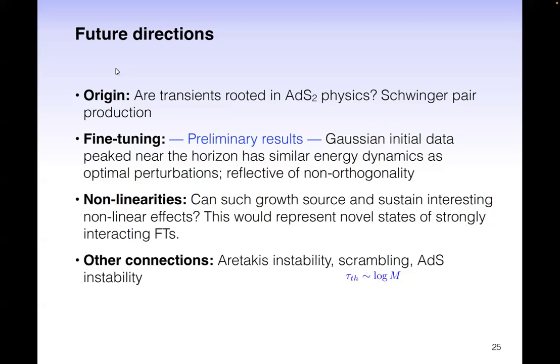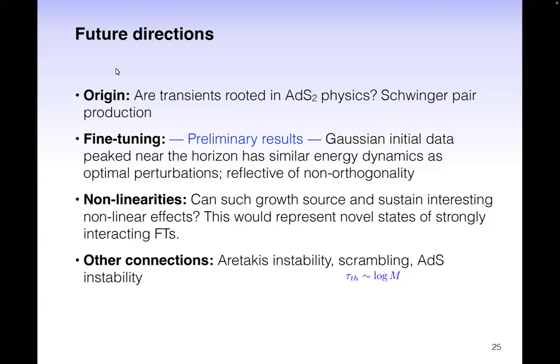That's one direction. The other one has to do a little bit with the fine-tuning, and we have some preliminary results in which we did not start with an optimal perturbation. We just started with a Gaussian that was peaked very close to the horizon. And then we did the time evolution, and we saw behavior very similar to the optimal perturbations. So this hints towards the fact that there is no tremendous amount of fine-tuning here. But with the caveat that then your amplification factor is slightly smaller.